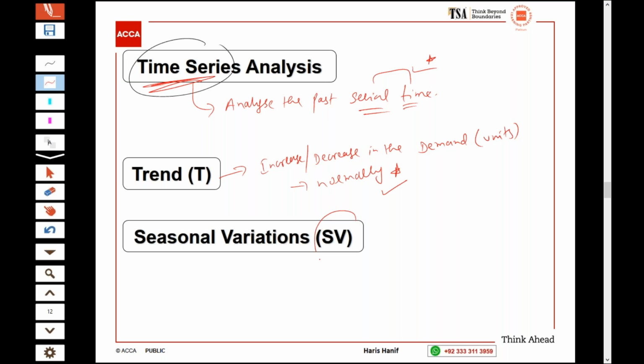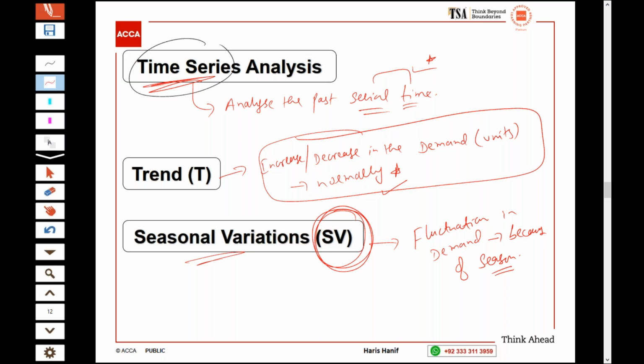And what is seasonal variation? Seasonal variation is also the fluctuation in demand because of season. Because of any season, the demand is likely to increase extraordinarily. For example, when the tourism season is at its peak, the demand for hotels and restaurants increases extraordinarily. It is not the normal increase or decrease in demand. The normal increase or decrease in demand with the passage of time is the trend, and seasonal variation is the increase or decrease just because of the season, not because of the routine thing.